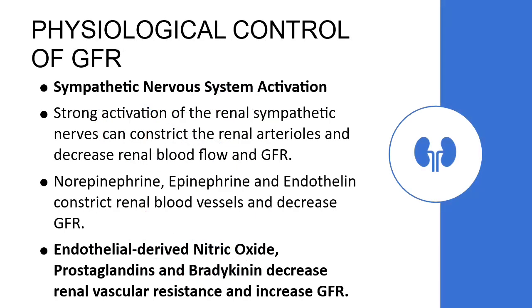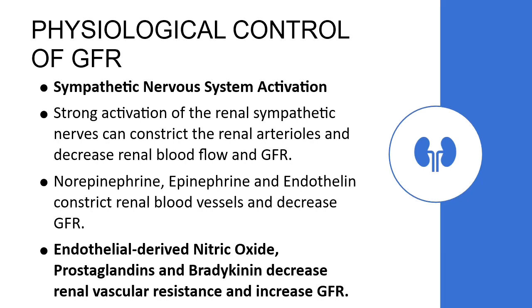Now we come to the physiological control of GFR. First, we study the action of sympathetic nervous system. Activation of the sympathetic nervous system with the help of its alpha-1 receptors and the release of the two neurotransmitters norepinephrine and epinephrine causes a powerful vasoconstriction of the renal arteriole, which ultimately decreases the GFR.